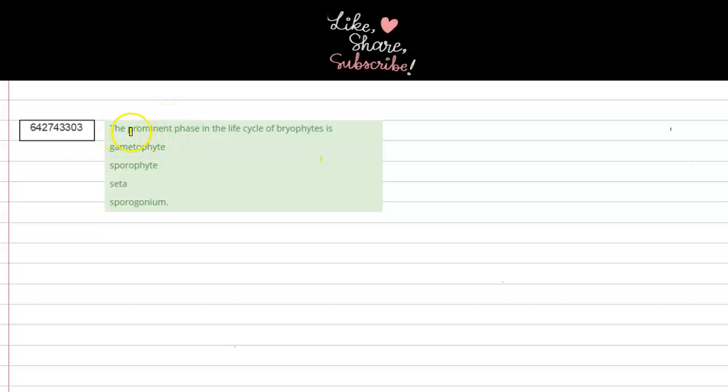Hello everyone. The question here says: the prominent phase in the life cycle of bryophyte is, options given are gametophyte, sporophyte, seta and sporangium. Now let's try to understand this life cycle of bryophyte with a diagram.